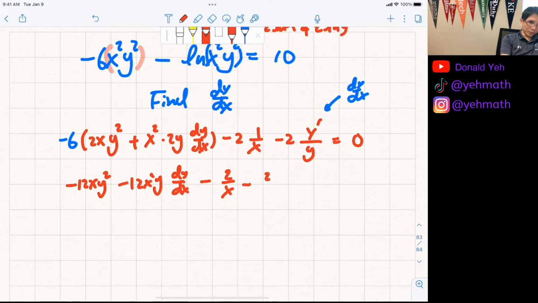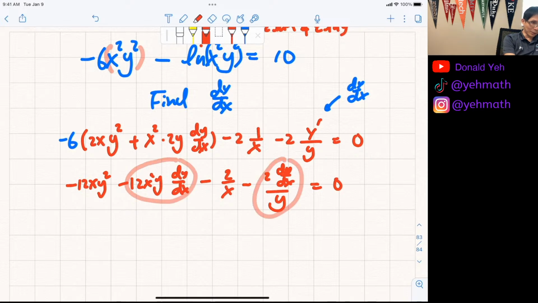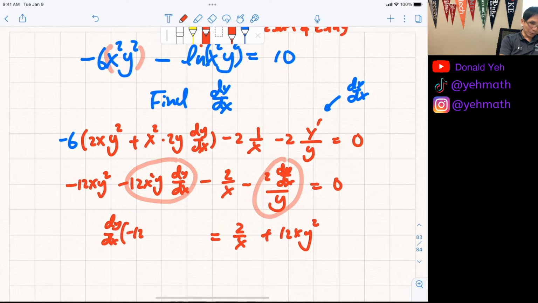Minus 2 dy/dx over y is equal to 0. So the terms with dy/dx, I'm going to focus on those, which is this one and this one. I'm going to isolate those, moving everything else to the right. So that's equal to 2 over x becomes positive, plus 12xy squared. And I'm going to factor dy/dx here. Once you factor out, it's going to be -12x squared y minus 2 over y.